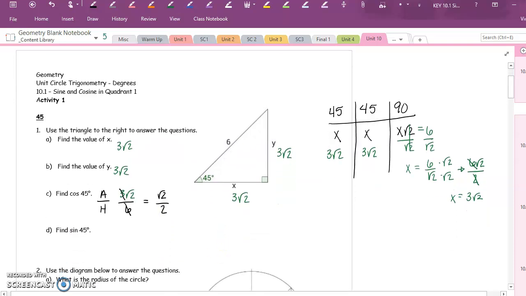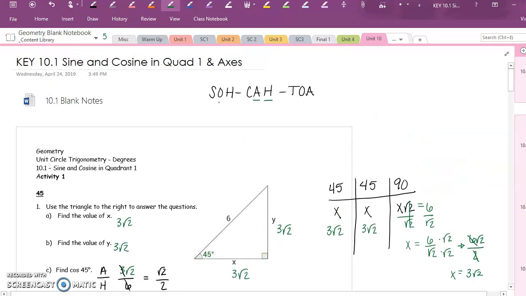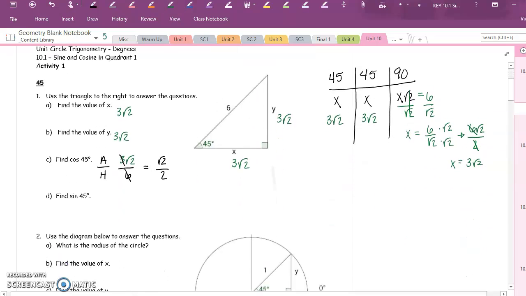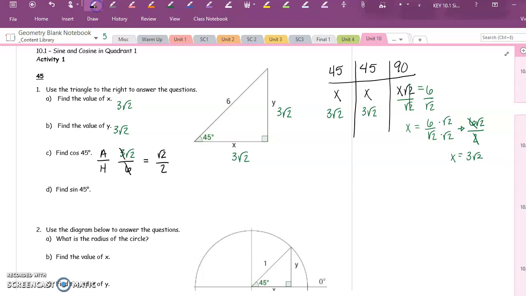In part D, it says to find the sine of 45 degrees. We learned last week sine is opposite over hypotenuse. So therefore, I'm going to take my opposite side over the hypotenuse side. So we have 3 square root 2 all over my hypotenuse, which is 6. Let's go ahead and reduce 3 over 6, so we're left with square root 2 over 2. So we found the sine of 45 degrees to be square root 2 over 2.